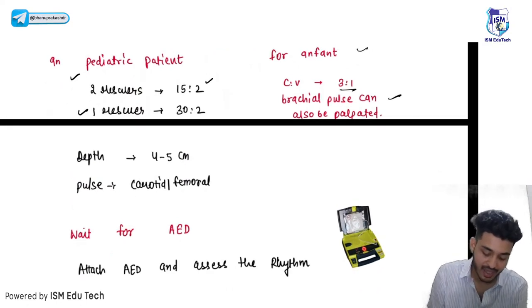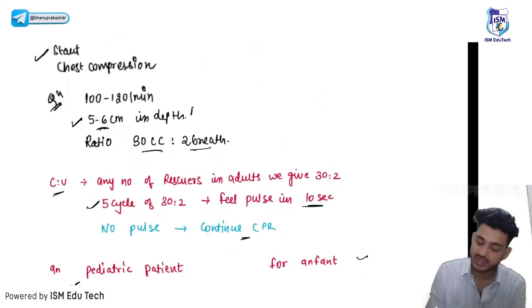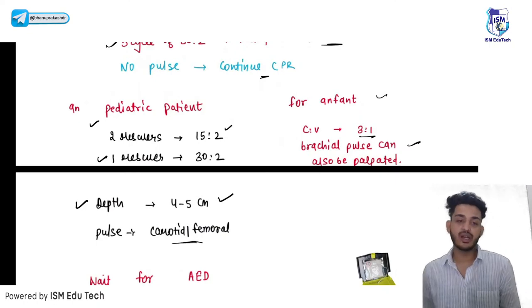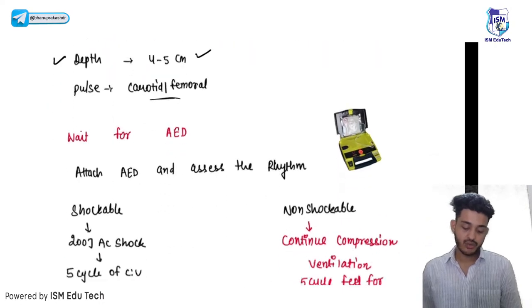Okay, what should be the depth here? There the depth will be 5 to 6 centimeter. Here the depth will be 4 to 5 centimeter. And we will look for the carotid or femoral pulse. Now what will happen, guys?